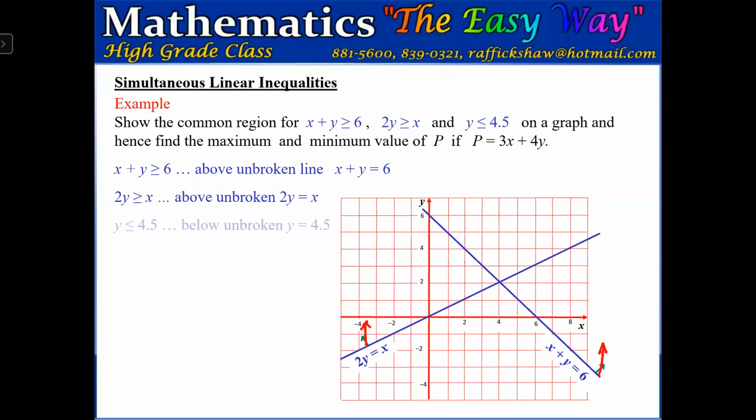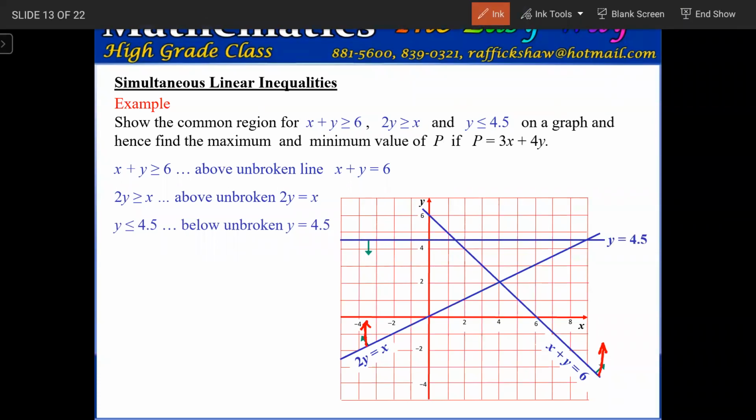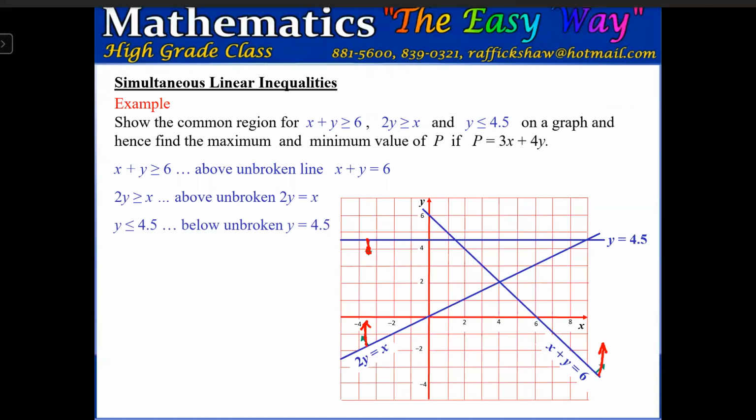And then the third one now is that one. That's a horizontal line, and you want below that line. So you draw that one as well, and again, you put an arrow pointing down. And what you want is a region that satisfies all three. One region that satisfies all three inequalities, which is inside that triangle. That's what simultaneous means: the common region that satisfies all three inequalities at the same time.